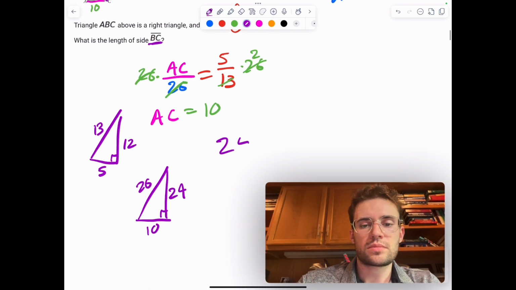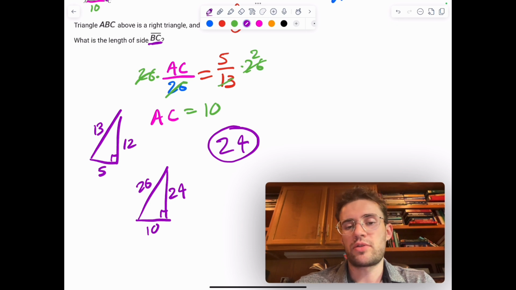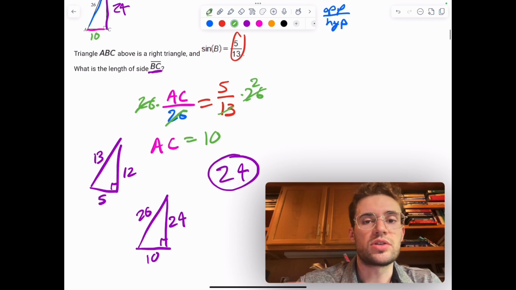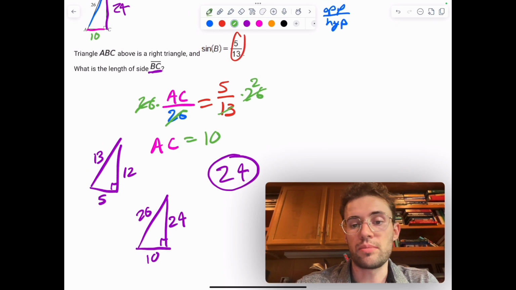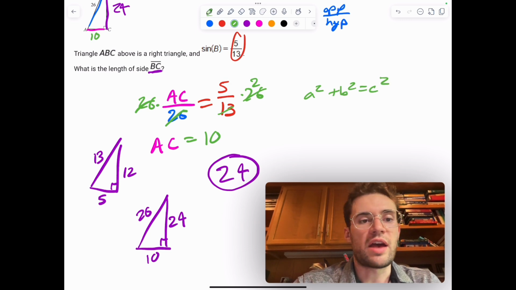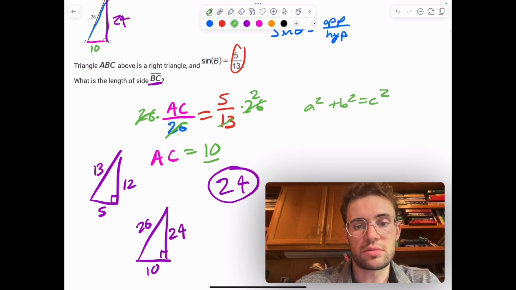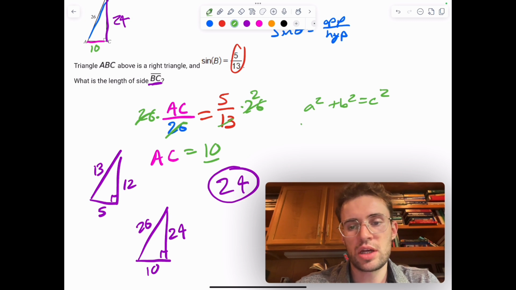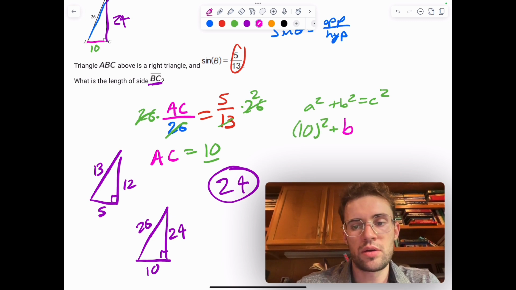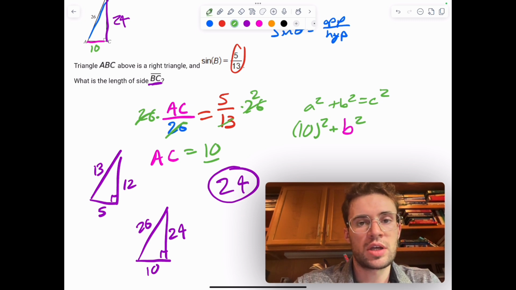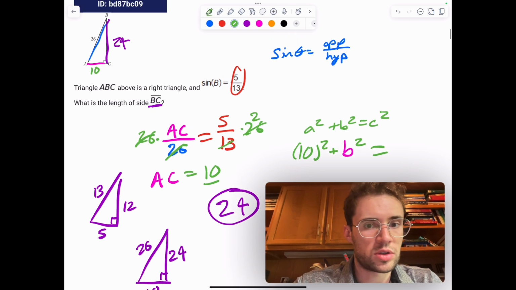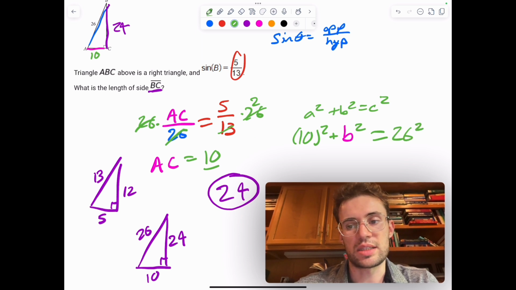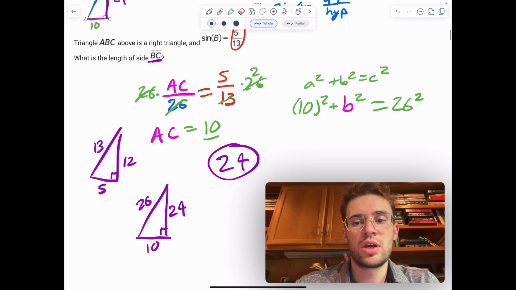Now, if you don't remember 5, 12, 13, or you don't feel confident in it, you could also do the Pythagorean theorem. Right, so a squared plus b squared equals c squared. We have a, we just solved for that here using the sine function that they gave us. So that'd be 10 squared plus b squared is what we're solving for, or we're solving for b, but we'll get b squared alone first, and that will be equal to 26 squared. And that's the hypotenuse, the c that they gave us.